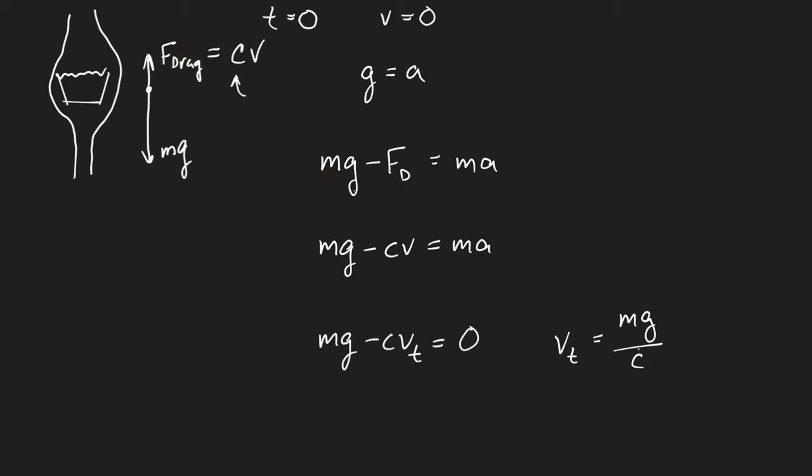Now, it also suggests to me that if I crumple it up, I make c smaller. If c is smaller, terminal velocity is greater. Does that also make sense? We're following that so far?